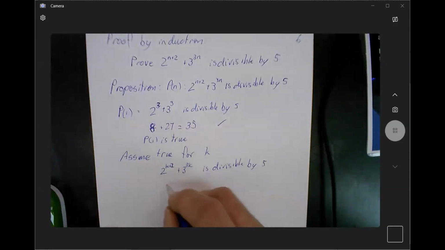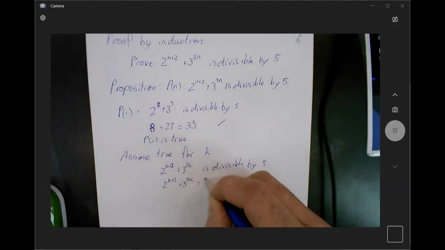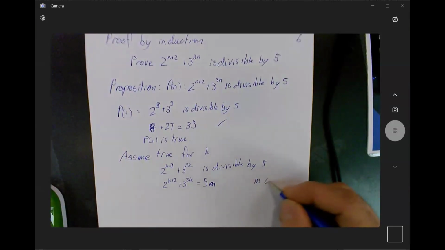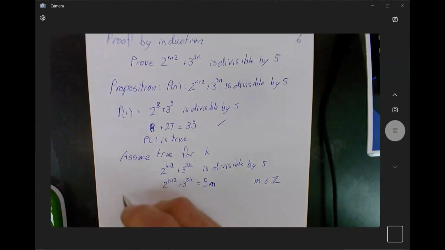That means 2 to the K plus 2 plus 3 to the 3K is equal to 5 times some number, I'm going to call it M, for argument's sake. Divisible by 5 means that I can write it as 5 times an integer. And so I need to say M is in the set of integers. You need to be clear about where things are. And then the other thing that helps.